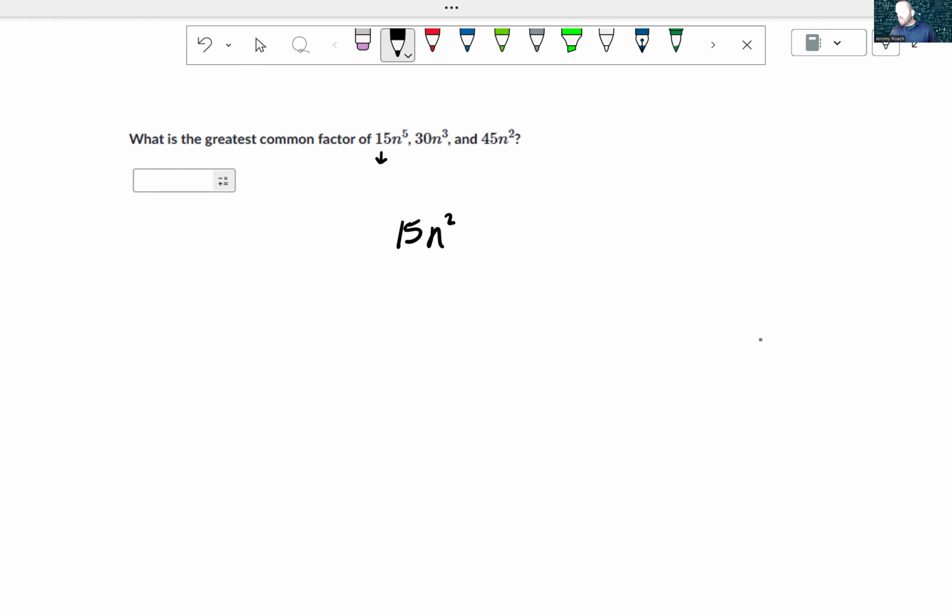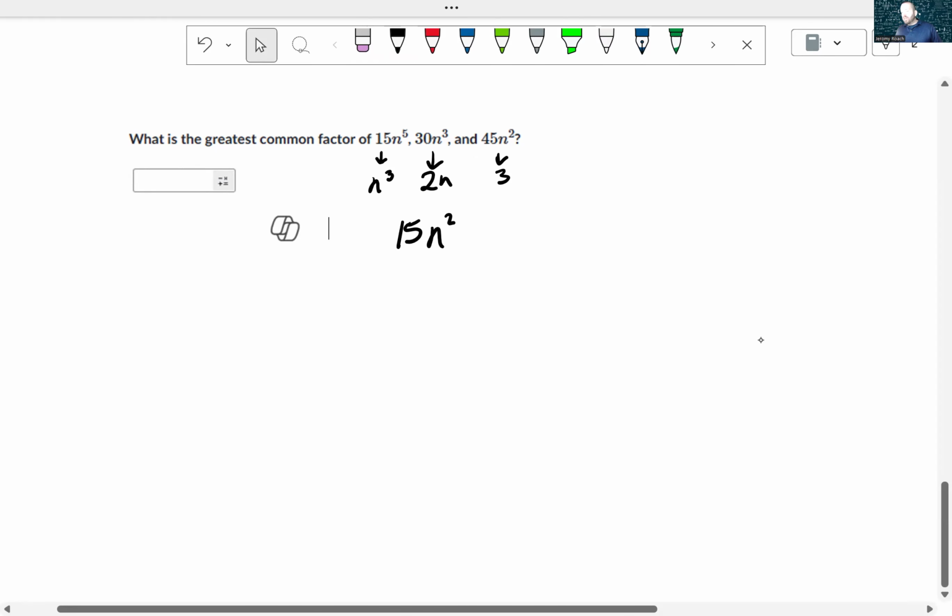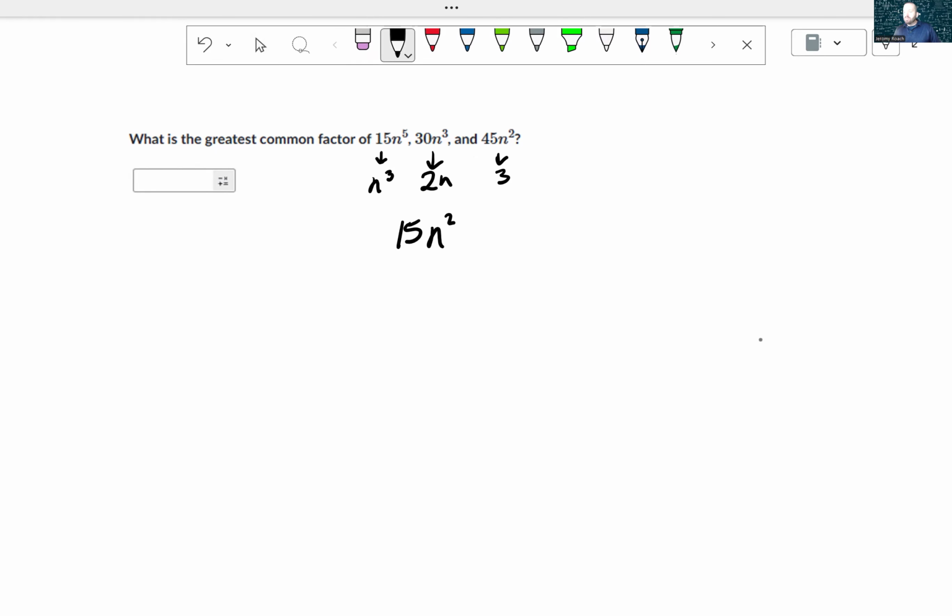So if we divide this by 15n squared, we get n cubed. If we divide that by 15n squared, we get 2n. If we divide that by 15n squared, we would get 3. Okay, and then when we look at these values, we can examine and see if we can factor any further. So if I picked like 5n squared, then if we had more that we could divide by, we would do that again. And we would figure out, well, what was the biggest number or the greatest number that we could factor that by? So this is 15n squared.